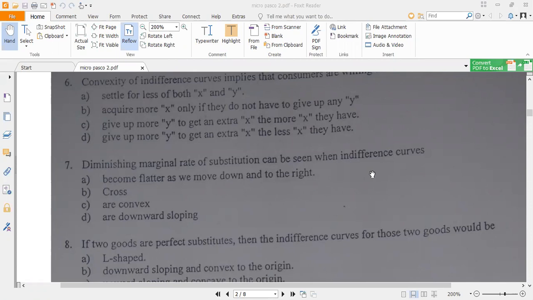If you have the indifference curve for perfect substitutes, it's just a straight line, and the marginal rate of substitution is constant. It's always -1. So it's only with convex indifference curves that we have a diminishing rate of substitution. So that should be C.